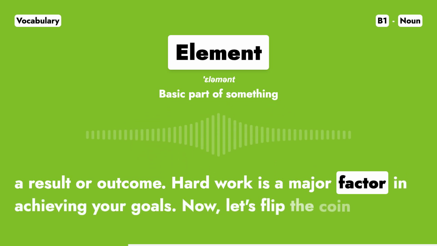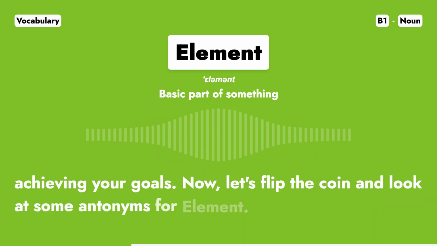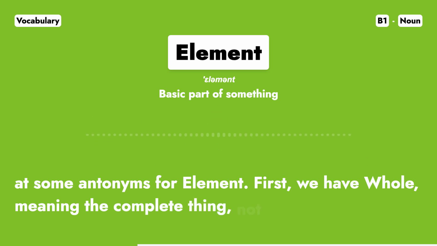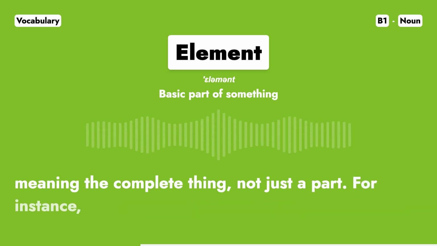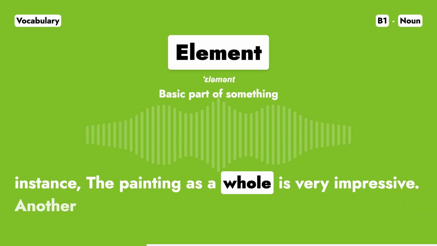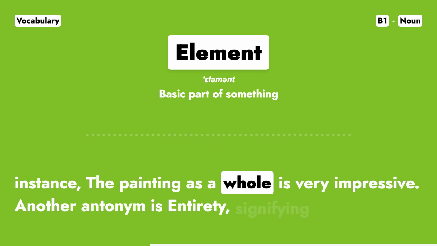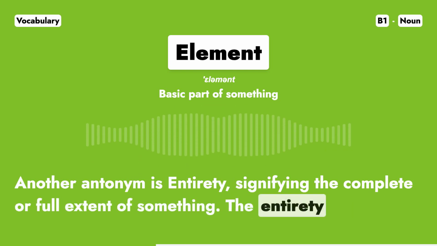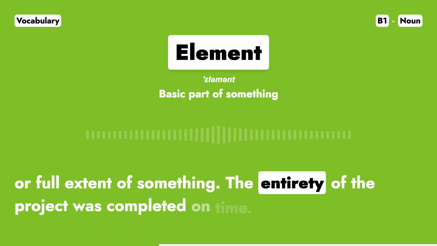Now, let's flip the coin and look at some antonyms for element. First, we have whole, meaning the complete thing, not just a part. For instance, the painting as a whole is very impressive. Another antonym is entirety, signifying the complete or full extent of something. The entirety of the project was completed on time.